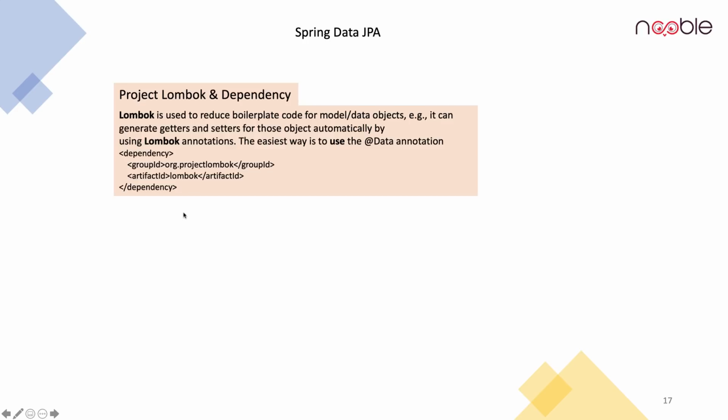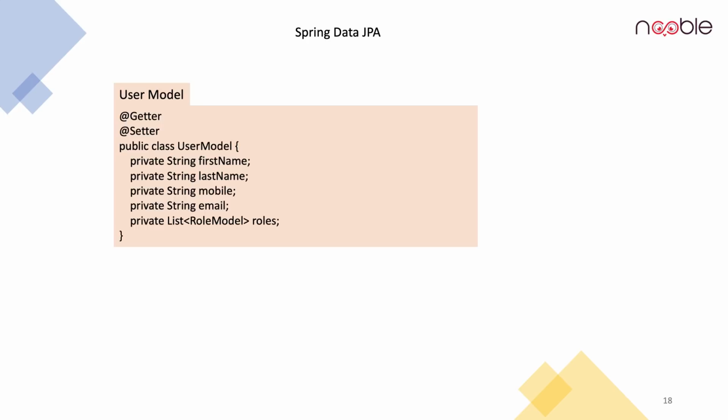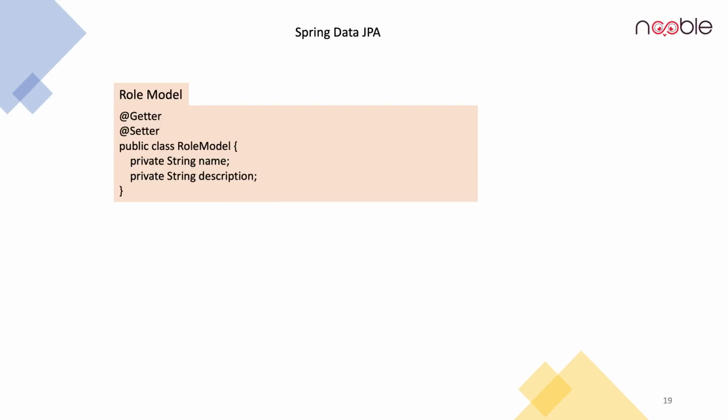You can see the way I have defined the user entity, user model and the role model. I'm creating a class called user model where I am giving everything like first name, last name, mobile, email, and I created another role model, where I am taking a list of type role model and naming it as roles. See the annotations I have given here, getter and setter. So we don't have to write any getters and setters explicitly, and if you write them, it's going to override the behavior. Same thing I've done for the role model.